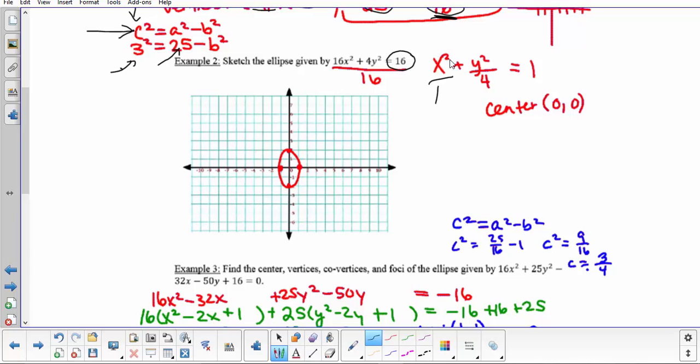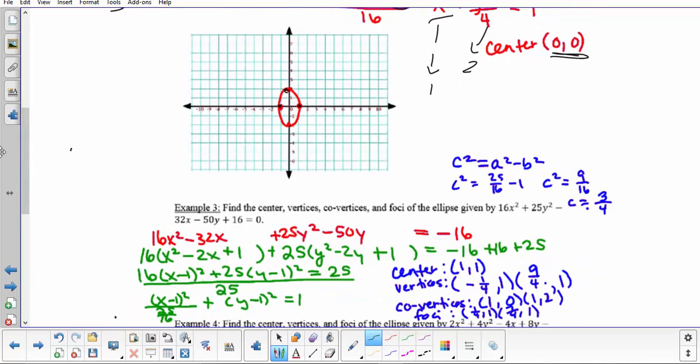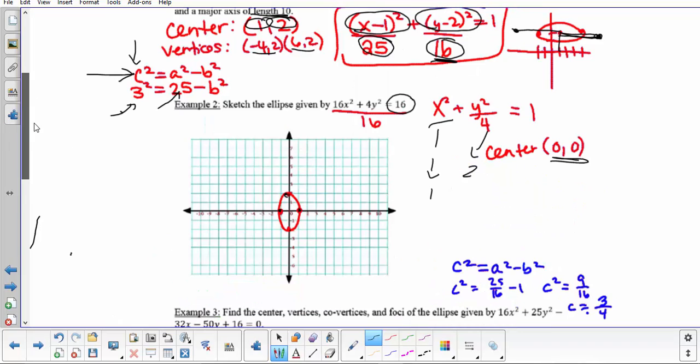Because there's nothing being added to the x and the y terms, it means the center is at 0,0. Now, the square root of 1 is 1, the square root of 4 is 2. So in the x direction, I'm going to start at the center 0,0 and go 1 in each direction. Since y is 4 and the square root of 4 is 2, in the y direction we go up and down 2 units, connect them, and that's how we get our ellipse. I believe all we had to do was graph it. Yep, sketch the graph, so that's all we need to do.